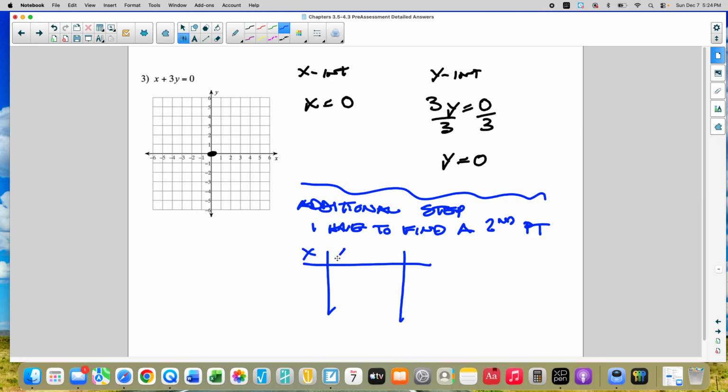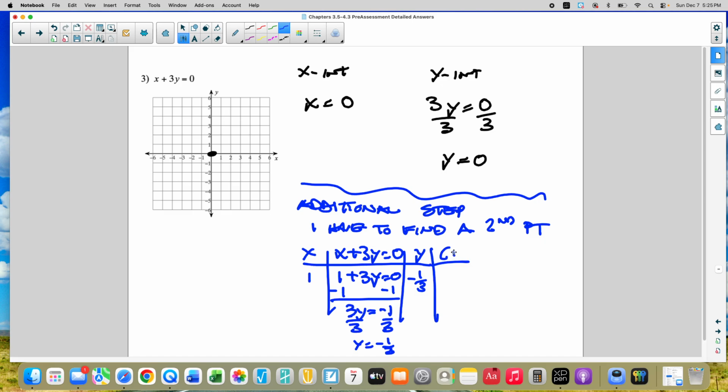X, this is the equation: x plus 3y equals 0. And for y, we can plug in an x value. You want to plug in 1? Plug in 1. 1 plus 3y equals 0. Minus 1, minus 1. 3y equals negative 1. Divide by 3. y equals negative 1/3. So my xy coordinate is going to be 1 comma negative 1/3.